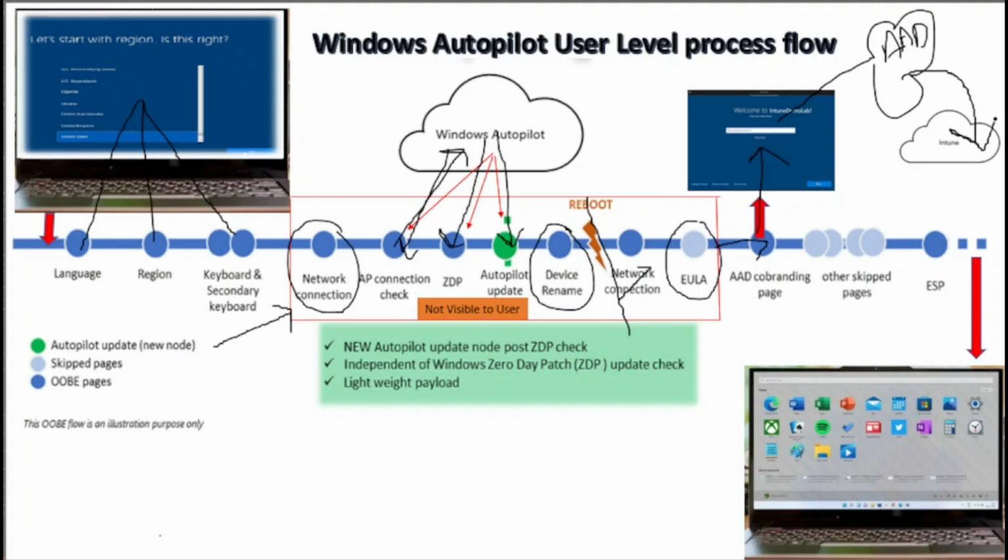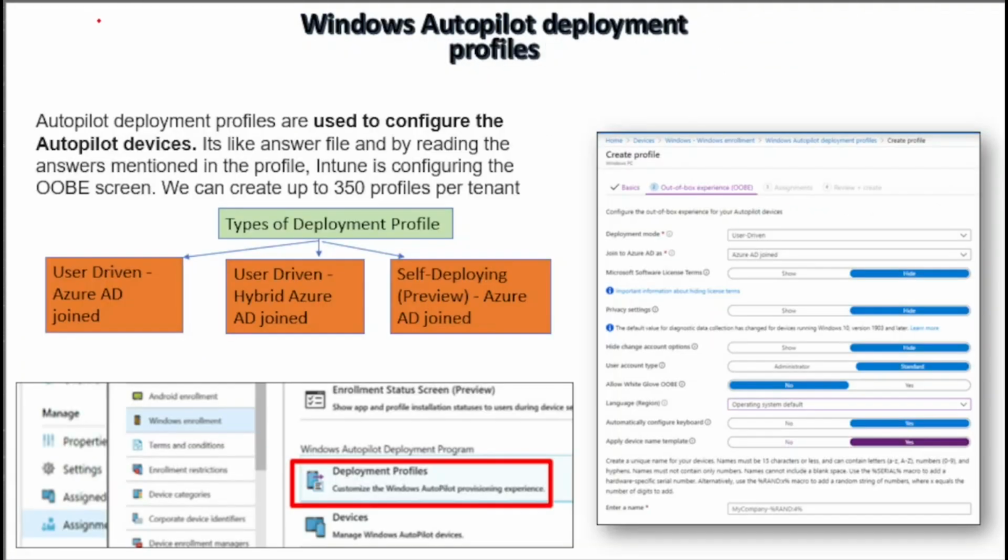Once the machine is enrolled in Intune, the user directly moves to this enrollment status page, where they can track all the deployment related to the device base as well as the user base. Once this is done, the user can log into Windows using their Azure Active Directory username and password. Now let's talk about the Windows Autopilot deployment profile.